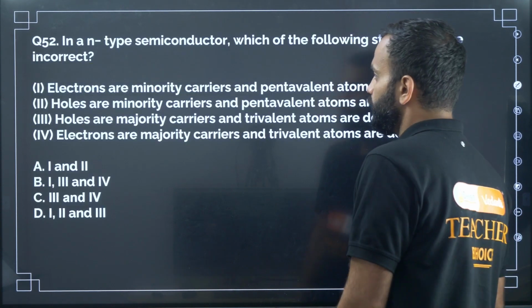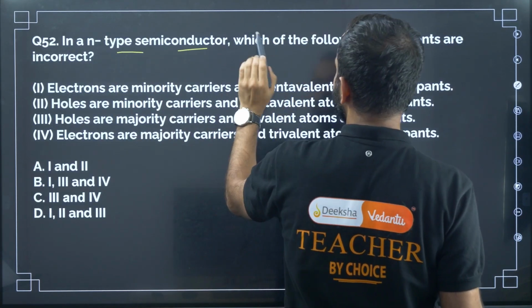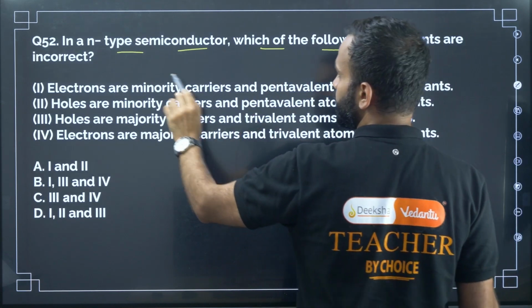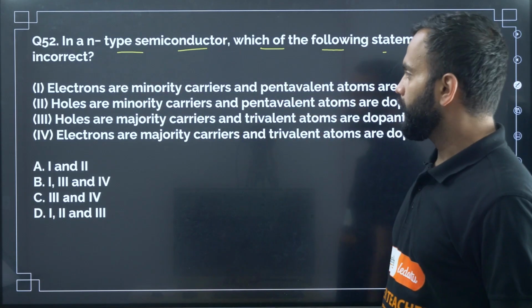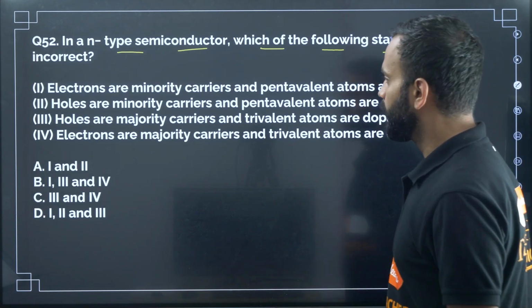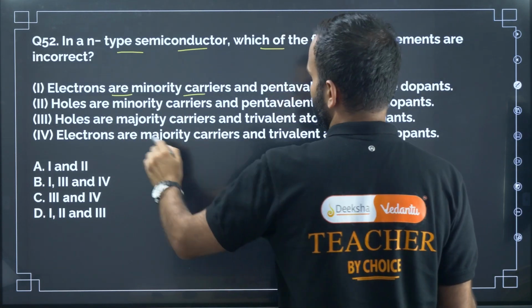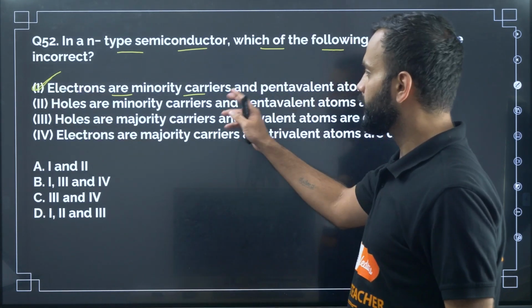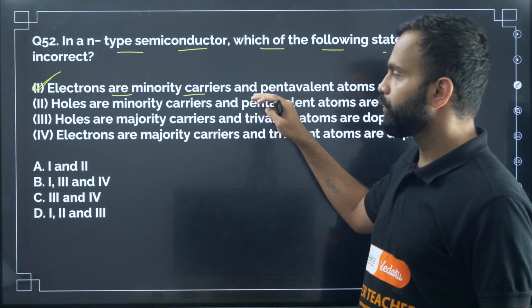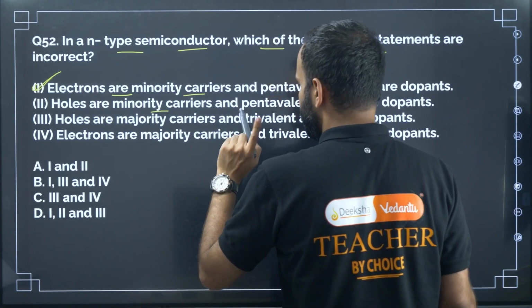Next question, question number 52. In an N-type semiconductor, which of the following statements are incorrect? Okay, we need to find the incorrect statement. Let's check each statement. Electrons are minority carriers, wrong. So the first one is incorrect. We need to find the incorrect statement. Okay. Holes are minority carriers, correct.